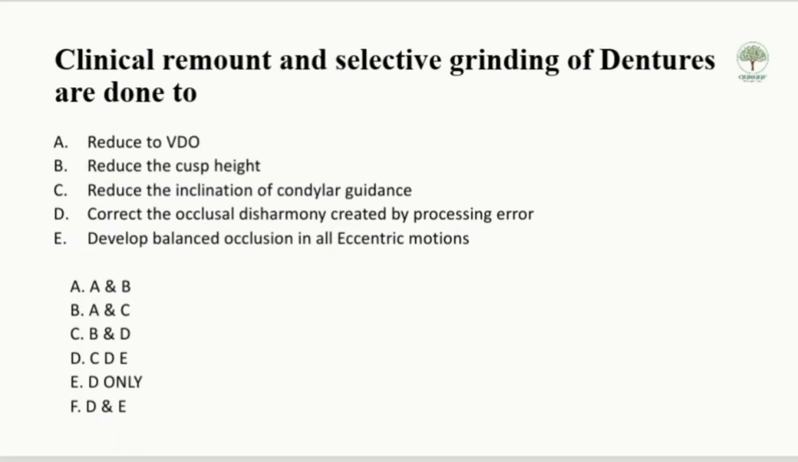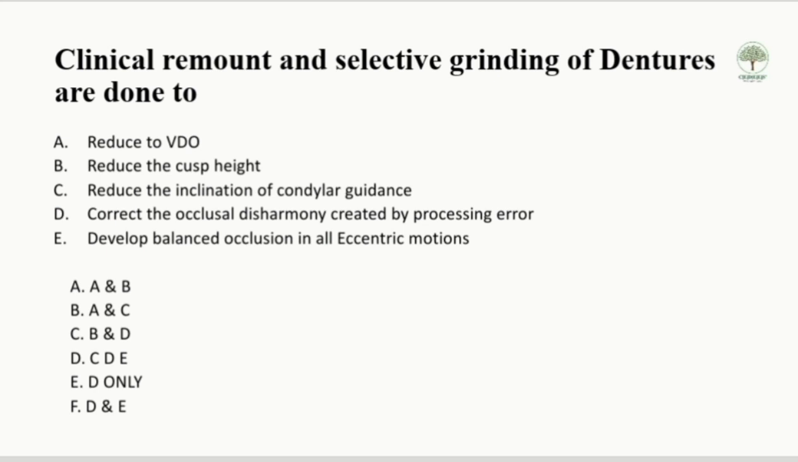So our next question asks, clinical remount and selective grinding of dentures are done to reduce the vertical dimension of occlusion, reduce the cusp height, reduce the inclination of condylar guidance, to correct the occlusal disharmony created by processing error, or to develop balanced occlusion in all eccentric motions. And you have multiple options here, A, B, C, D, E and F.